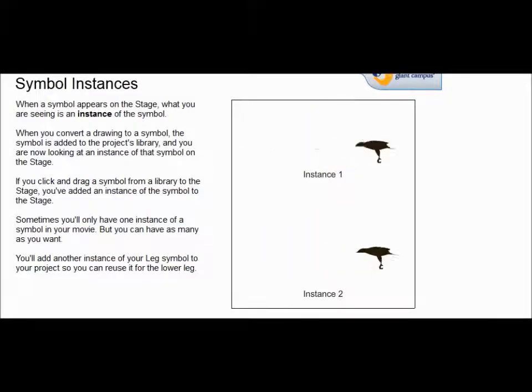Every time we drag a character or something from the library to the stage, we create another instance of whatever it is that we drag to the stage. That's what they're called. They're called instances. So you can convert a drawing to a symbol and it's added to the project's library. You can put as many instances of that symbol on your movie as you want.